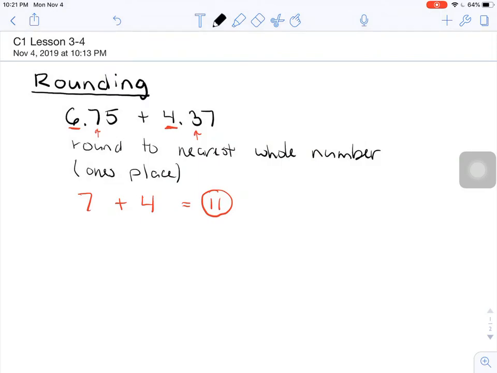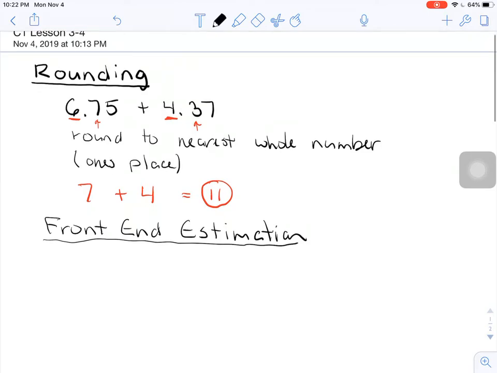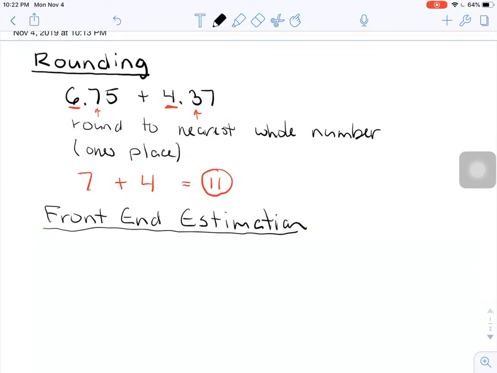There is a different strategy that is a little bit like this, but not exactly the same. It's called front-end estimation. Front-end estimation works a little bit like rounding, but rather than rounding the nearest whole number, we're basically just looking at the beginning of the number and ignoring everything that comes after that.